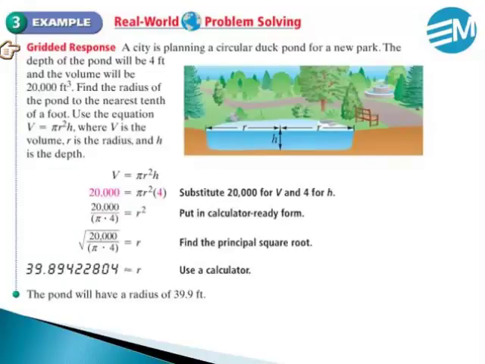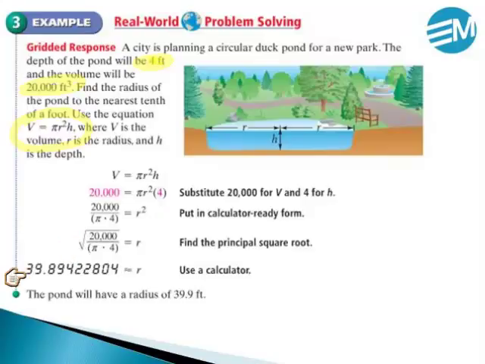Let's see, we have a question here. A city is planning a circular duck pond for a new park. The depth of the pond is 4 meters and the volume is given to be 20,000 feet cube, and we are supposed to find the radius. The formula is given, V equal to pi r square h. We will substitute the values. V is given to be 20,000, pi r squared, and height is given to be h. And you know how to solve this.